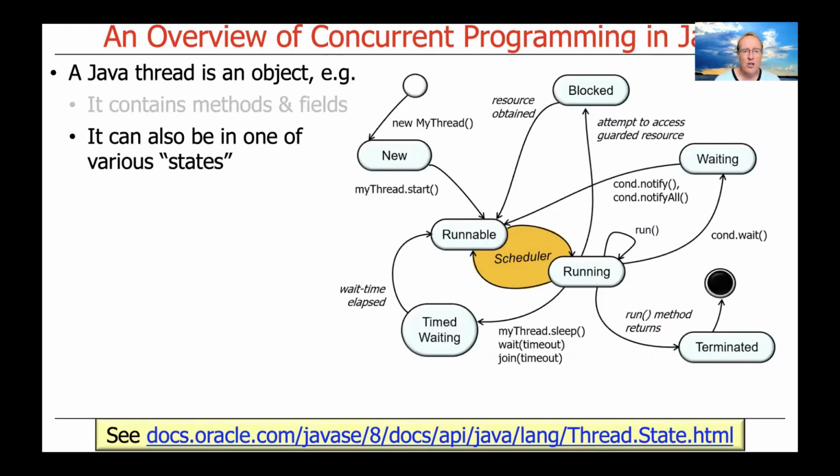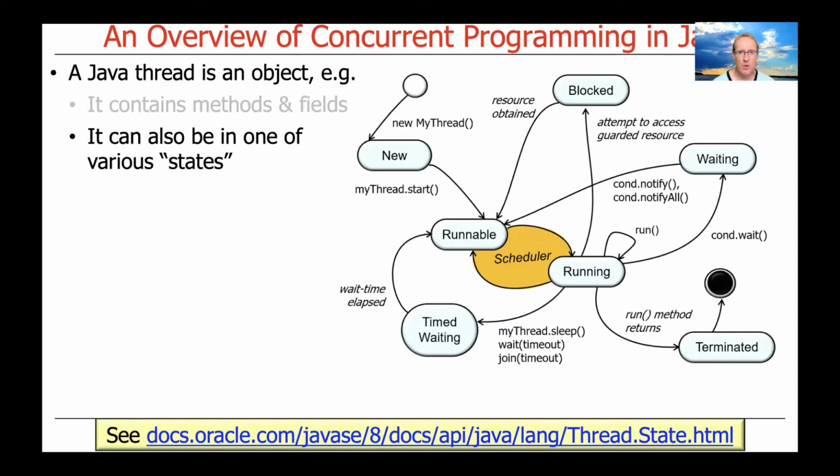A thread can also be in one of various states. When you create a thread, when you say new Thread or new MyThread or whatever, a new thread is created, and it's in the new state. Then when you start the thread, it transitions to the runnable state. When the operating system and virtual machine decide to start running your thread, the thread scheduler will pick it up and start to execute it. That transitions it into the running state.